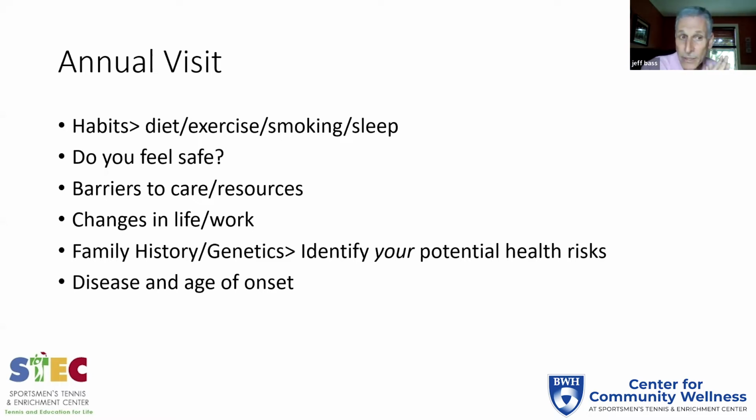Next part is unbelievably important in my mind, and that is the family history. A lot of times we move through that really quickly, but it's the key to understanding what your ultimate risks in life are. If you've got a family history where your mother had breast cancer, your mother's mother had breast cancer, your mother's sister had breast cancer, it's almost certain there's a genetic component there.